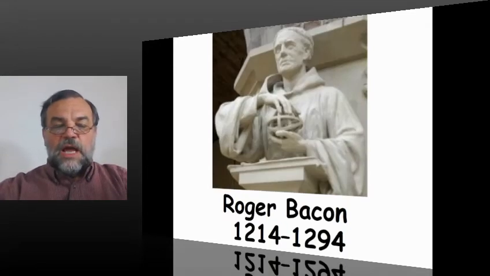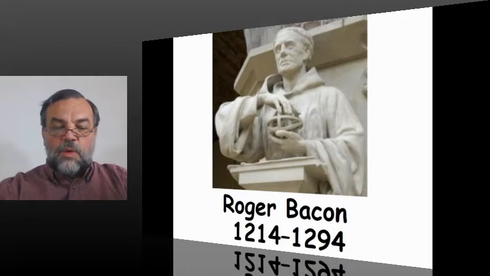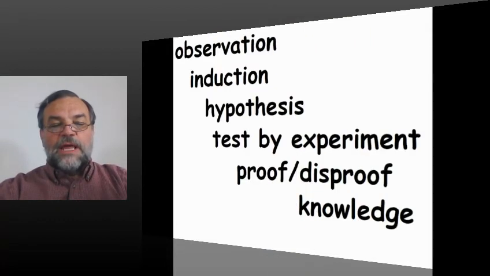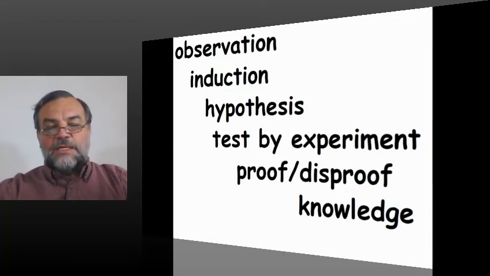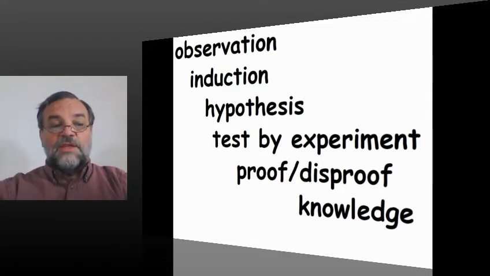Well, there's this guy named Roger Bacon, and this is obviously not what he looked like in real life, but a statue of him. He was not quite that cold in real life. But Roger Bacon, way back then, coming out of the Dark Ages and the beginning of science, proposed a sequence of processes that came to be the beginnings of what's called the scientific method.